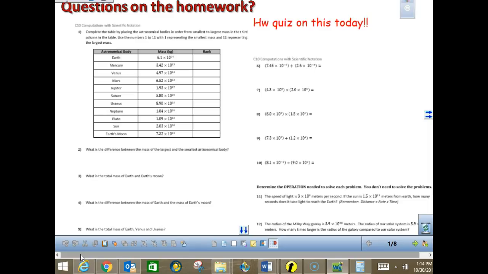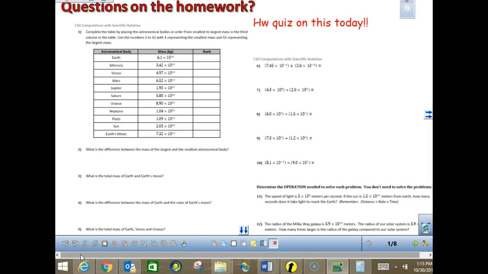So over here, when you add and subtract, what has to be the case? What has to be the same before you can add or subtract in scientific notation? The first number is going to be between 1 and 10, but what's the key thing? Exponents have to be the same. So when you were doing question 2, 3, 4, and 5 up here, and number 6, every single one had to have the exponents to the same power.